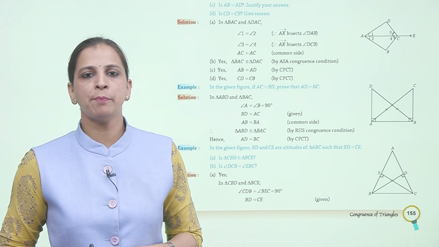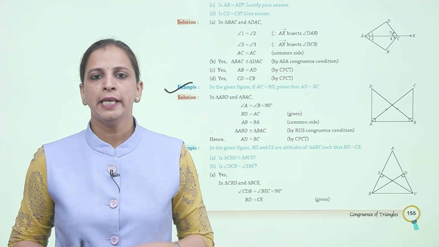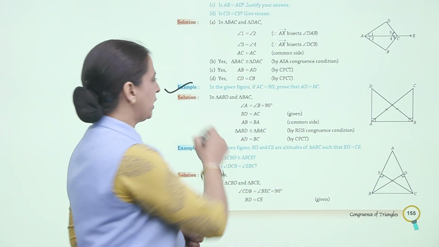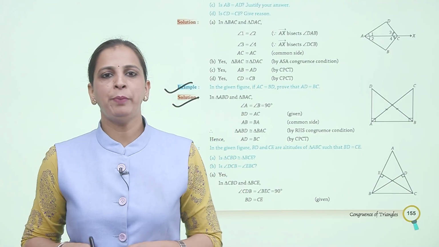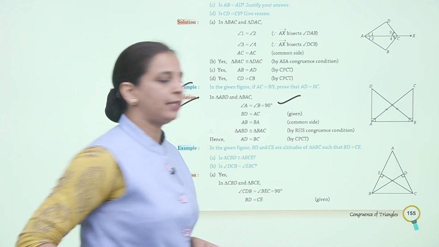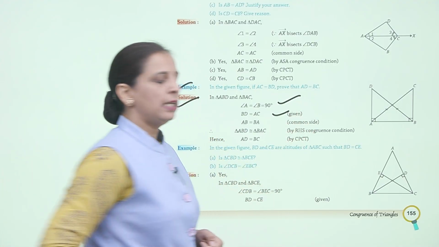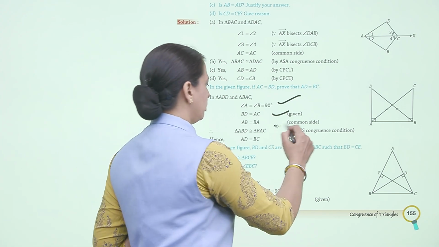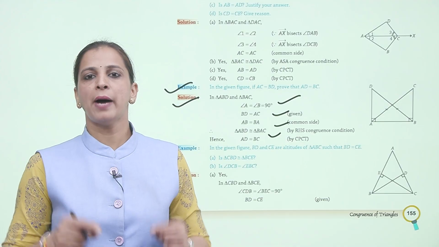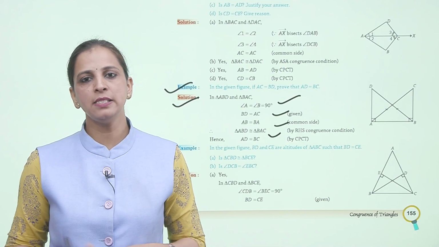Now next example. In the given figure, if AC is equal to BD, prove that AD is equal to BC. Let's do the solution. In triangle ABD and triangle BAC, angle A is equal to angle B, 90 degrees. BD is equal to AC, given. AB is equal to BA, common. So triangle ABD is congruent to triangle BAC by RHS congruence condition. Hence AD is equal to BC by CPCT.